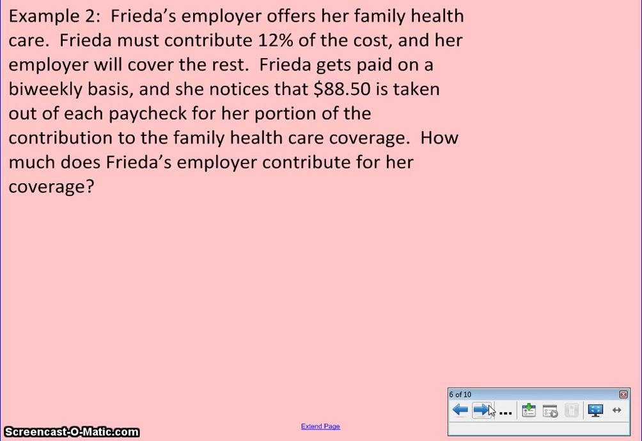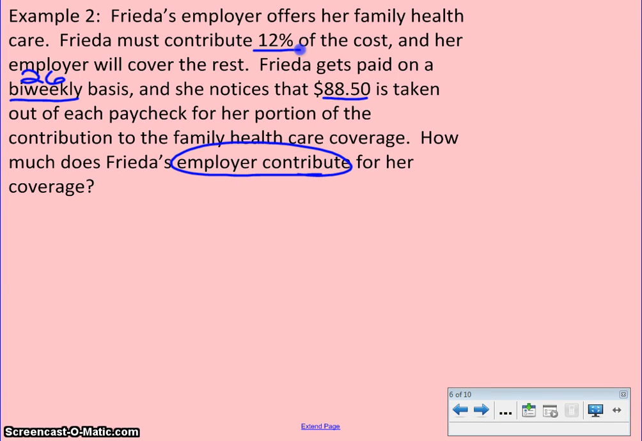All right, for the second example, it says Frida's employer offers health care, and she must contribute 12% of the cost. Her employer must cover the rest. Frida gets paid on a bi-weekly basis, so going back to our vocabulary, we remember that's 26 times in a year. And she notices that $88.50 is taken out of her paycheck for each portion for her contribution to her family health care. How much does Frida's employer contribute?